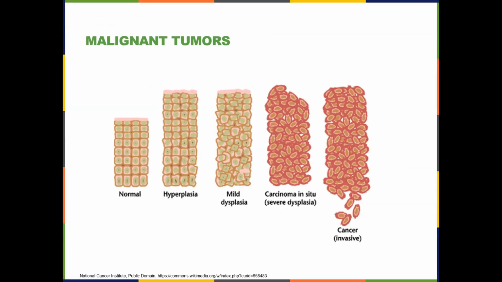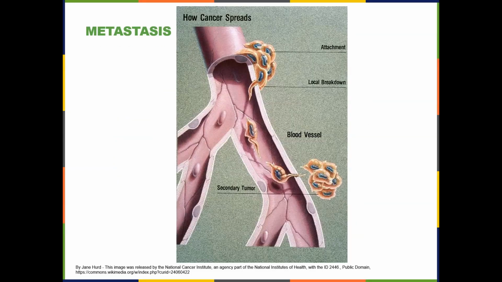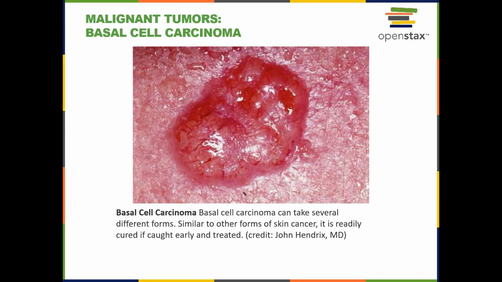Malignant tumors are cancerous tumors that invade adjacent tissues. Malignant tumors are more dangerous than benign tumors because they have the potential to metastasize, where cells break free from the primary tumor and travel to other areas of the body where they can disrupt the function of organs distant from the initial tumor.